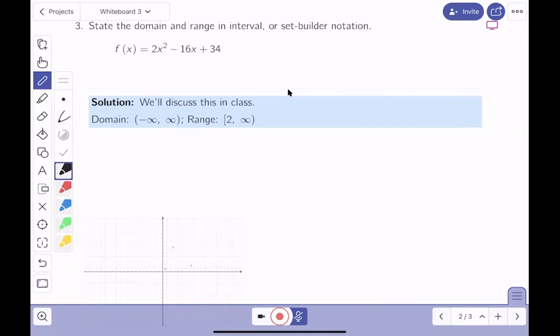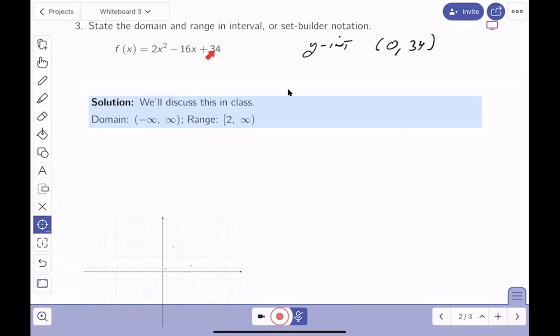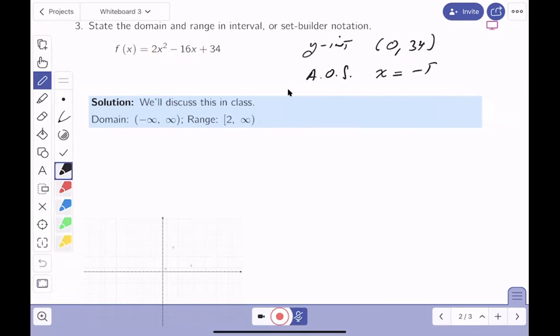What I want to do over here is get the y-intercept. I believe it's easy. What do you do? Set x to be 0. What do you get? (0, 34). How did I do this so quickly? I plugged it in. So I'm getting that. I'm going to do the axis of symmetry. And what's that going to be? X equals minus b over twice a.